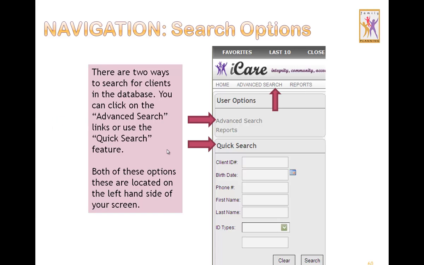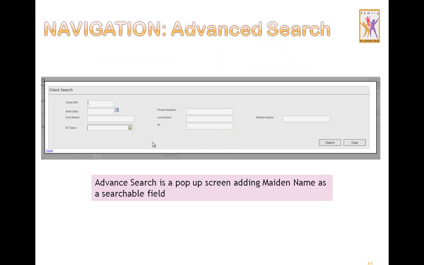There are a couple places you can find it. It is right here. It's also up on your top nav of the website on your home page. Once you open it up, your advanced search is a pop-up screen, and really it adds maiden name to what you're searching for other than what the quick search does for you. They both do the same thing. You can use them to equal effect. And we do ask that you search for clients 2 times before you enter a record and then enter information, just to make sure that we're not creating duplicates.